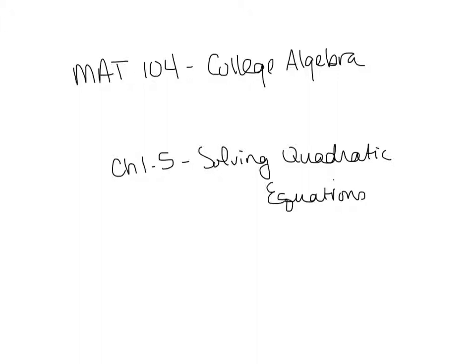Today we are discussing Chapter 1.5 out of the Coburn College Algebra book, and it is called Solving Quadratic Equations. This should be a review from your intermediate algebra class, and so we're going to go pretty quickly through some examples. We are going to do some of the exercises from the book starting on page 125.